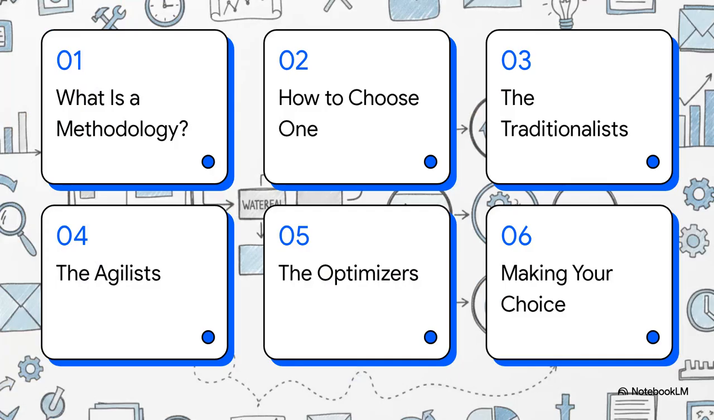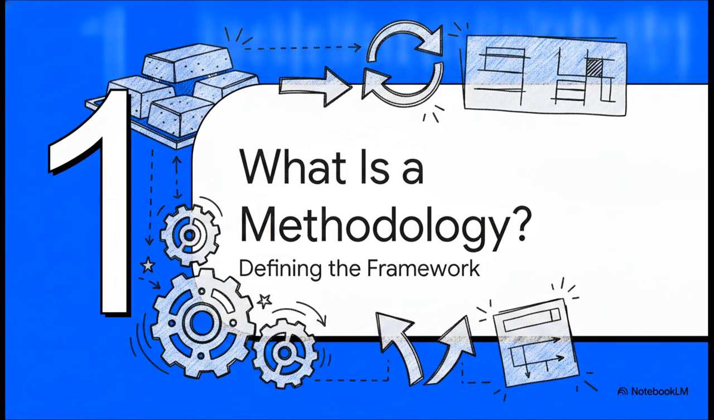Here is our cognitive map for today. Number 1, what is a methodology? 2, how to choose one. 3, the traditionalists. 4, the agilists. 5, the optimizers. And finally, 6, making your final choice.